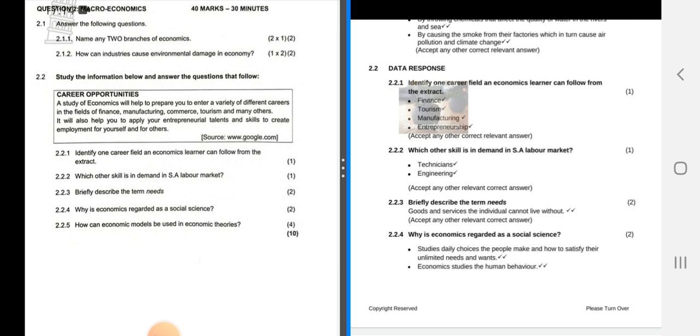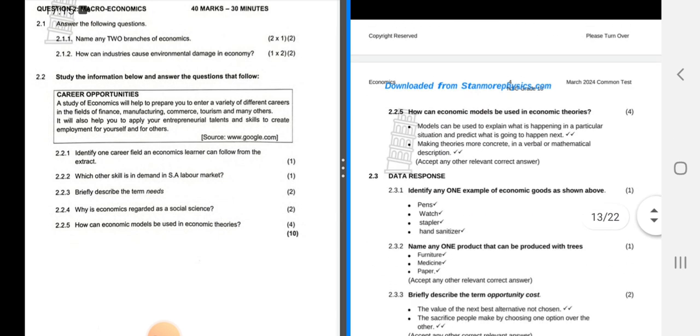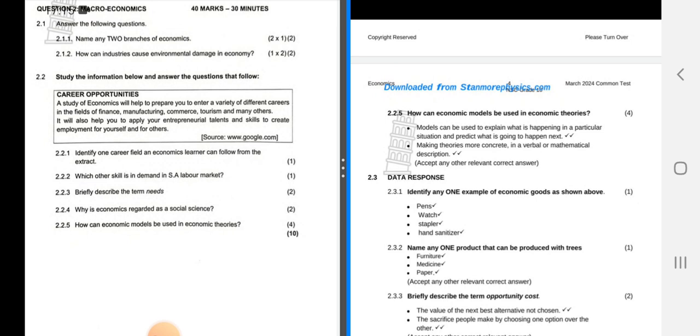So why is economics regarded as a social science? Because it studies the daily choices people make and how to satisfy their unlimited needs and wants. That's why it is regarded as a social science. It's 2 marks, so you just need a full sentence. So economics studies human behavior. That is another 2 marks. It's a full sentence.